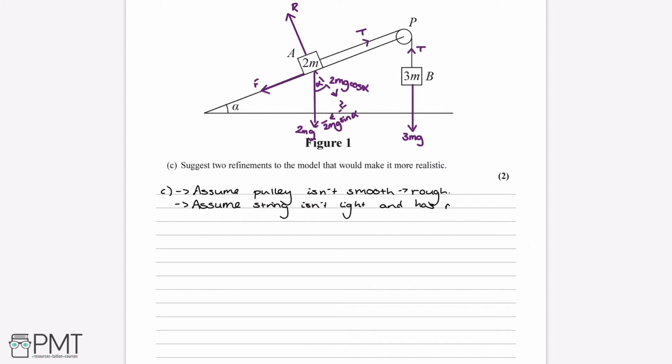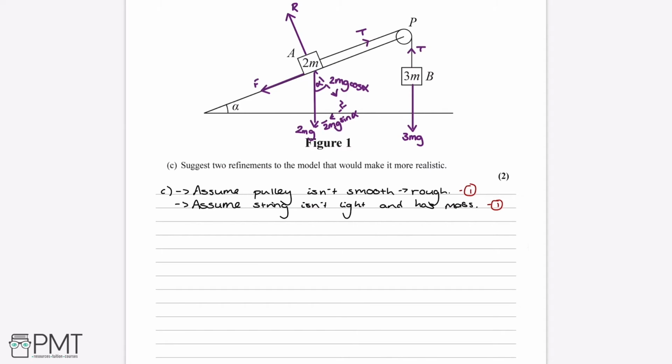And now there are 2 marks available for this question, and they very simply come from suggesting 2 refinements. So it's a mark per refinement. So this would get us 1 mark, and this second one would get us another mark. But the mark scheme lists 4 different things. So it has these 2, and as well, the fact that we had to assume the string was inextensible was not a very realistic assumption. So refining this would make it more realistic.